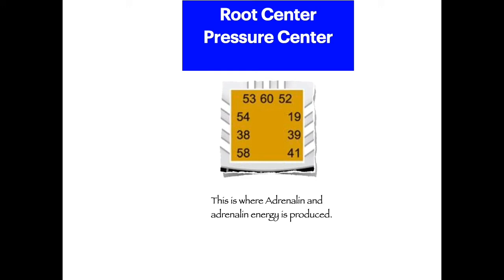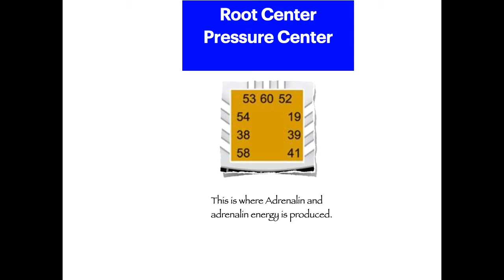So the energy of the root center is the second pressure center. We talked about the first pressure center being the head center, and this is the other pressure center, the root center. So it kind of makes sense. We have the top of the body graph and the bottom of the body graph, and they're both pressure centers, because there's pressure to figure things out with the head, and there's pressure to do with the root.